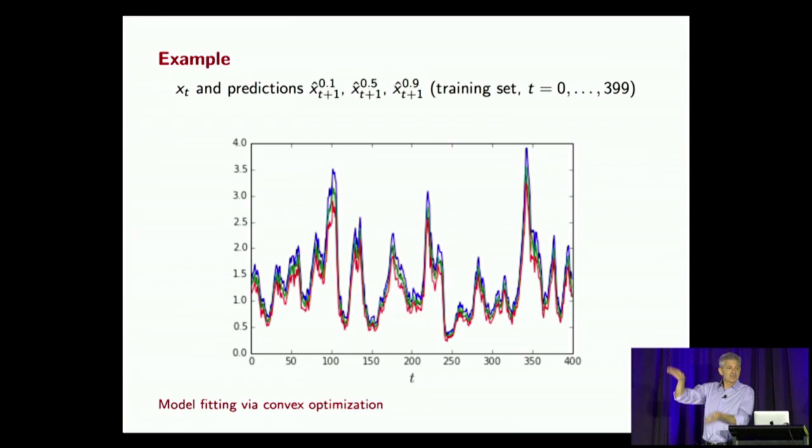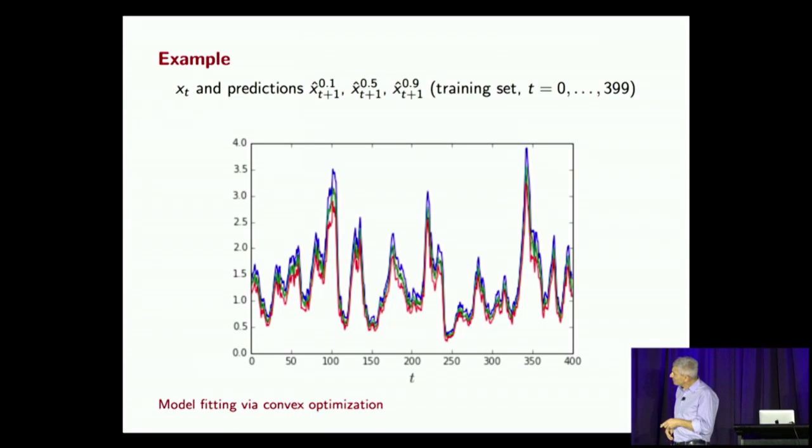By the way, they don't actually have to. Sometimes, weirdly, the 90th percentile could be less than the 50th percentile. It's rare, but it can happen, right? And you can see this is what it does.